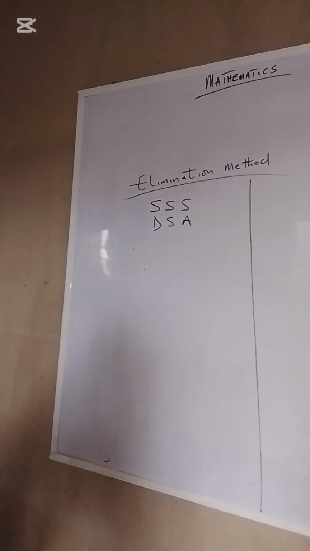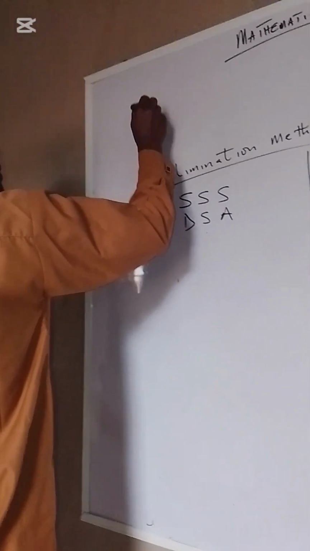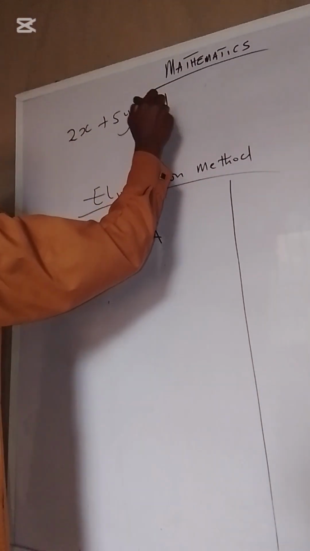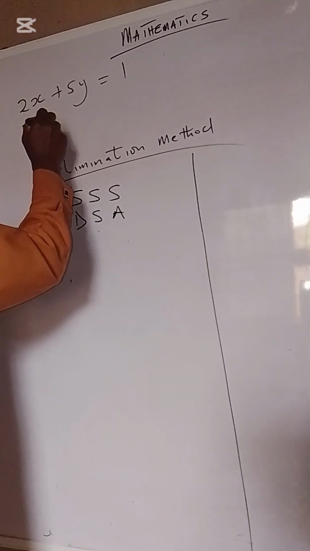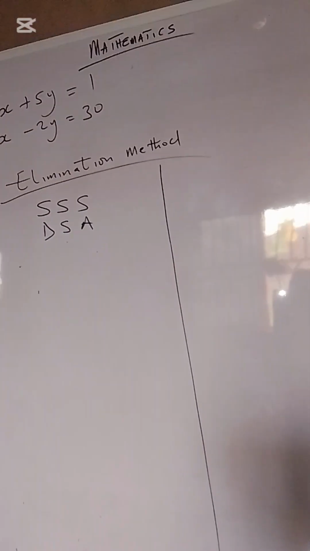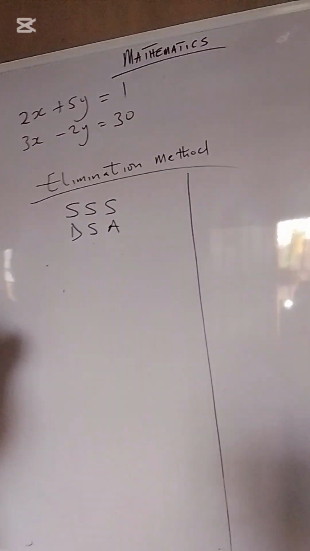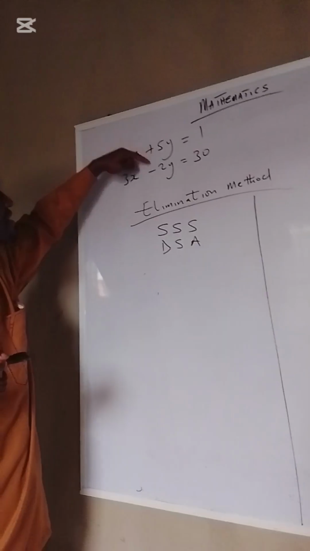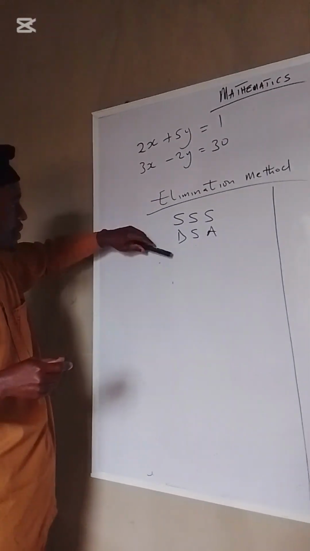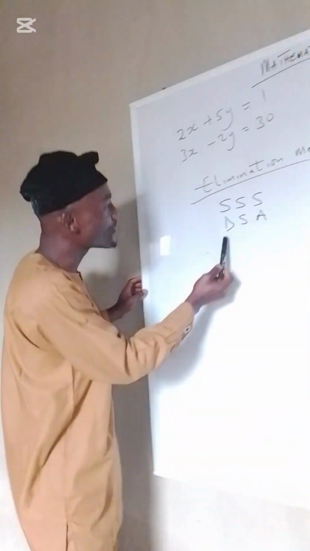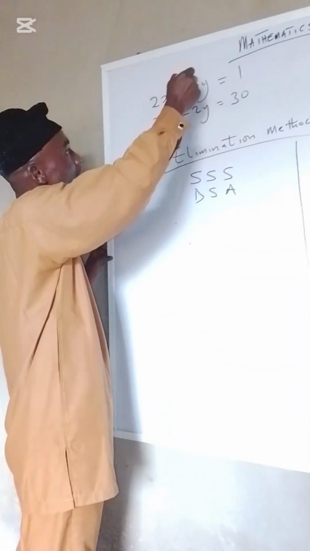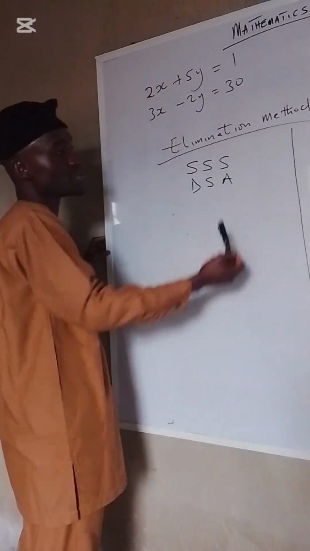Now let's look at this another question here. 2x plus 5y is equals to 1 and 3x minus 2y is equals to 30. Looking at this question, it's carrying different signs, plus and minus. And I gave you something like this before, that different sign we do what? We add. We are having different signs here, so definitely we are going to add.